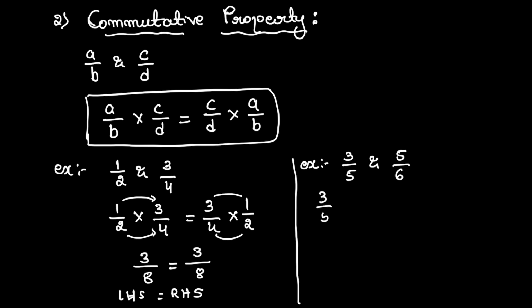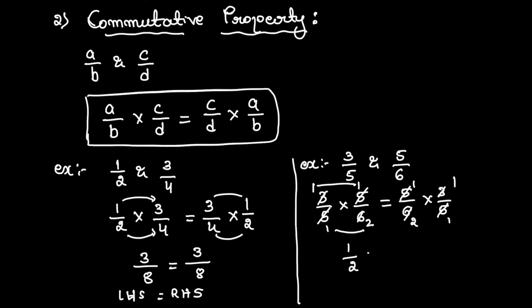3 by 5 into 5 by 6. On the right hand side, 5 by 6 into 3 by 5. So you can see on the left hand side, 5 and 5 get cancelled. 3 ones are 3, 3 twos are 6. So on the right hand side, 5 ones are 5, 5 ones are 5, 3 ones are 3, 3 twos are 6. Now 1 into 1 is 1, 1 twos are 2. Here also on the right hand side, 1 into 1 is 1, 2 ones are 2. So LHS is equal to RHS.